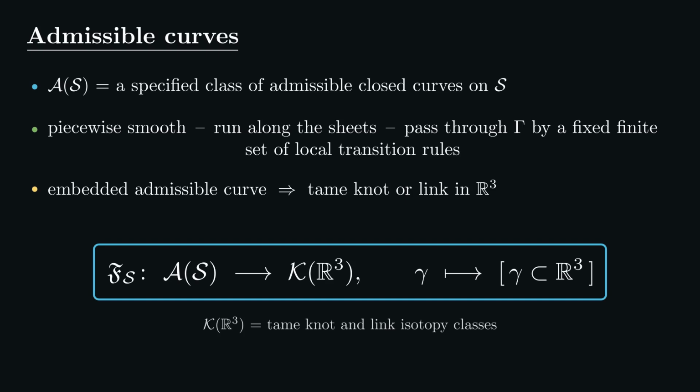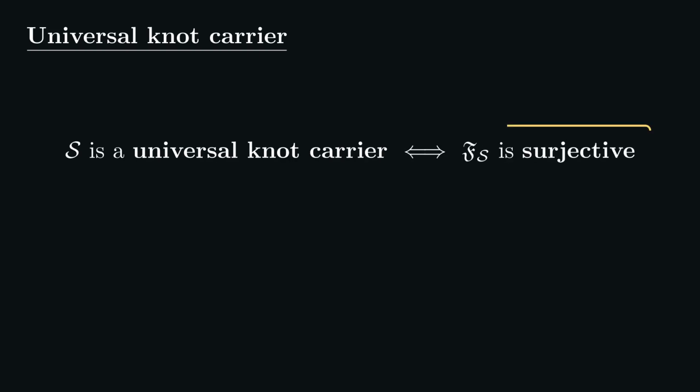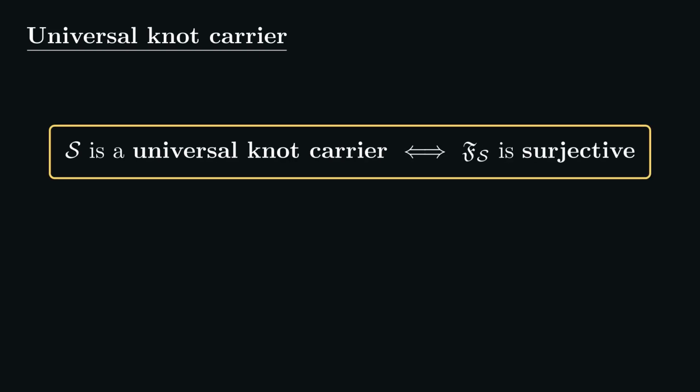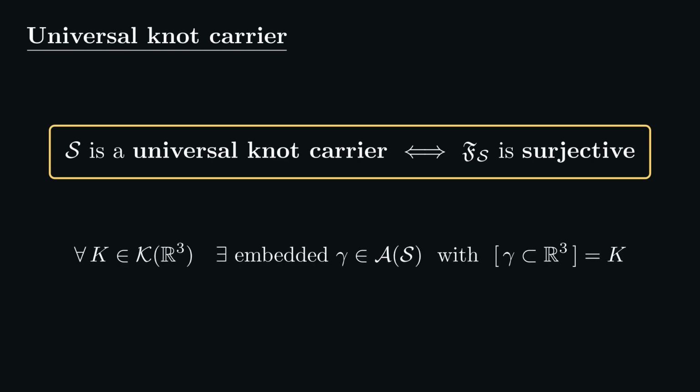This gives a forgetful map, sending each admissible curve to its knot or link isotopy class. Call the object a universal knot carrier if the forgetful map is surjective. Equivalently, for every tame knot or link type, there exists an admissible, embedded, closed curve on the object whose image in 3-space represents that type.